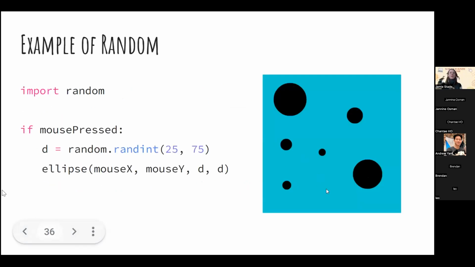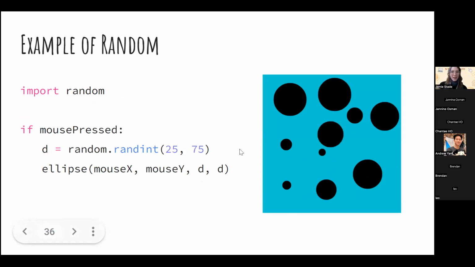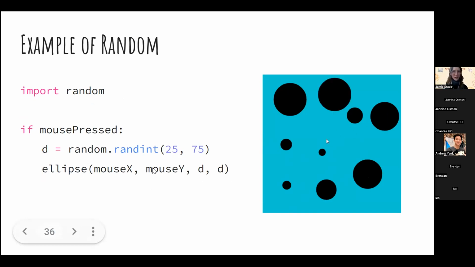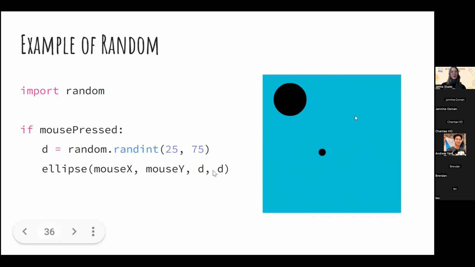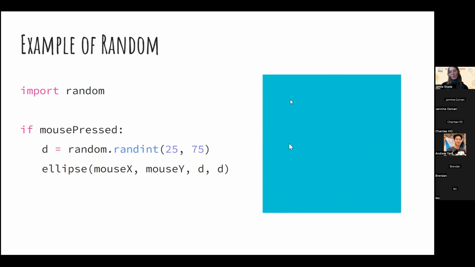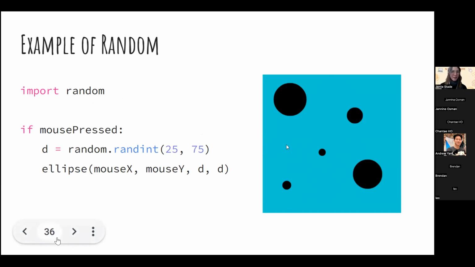Okay, so here's an example of random. We can use randint to generate a random integer between 25 and 75, and use that random integer to create differently sized circles. So we will define an ellipse and define both horizontal and vertical diameter as this random number D, and then every time we click on the screen, it will create different randomly sized circles.